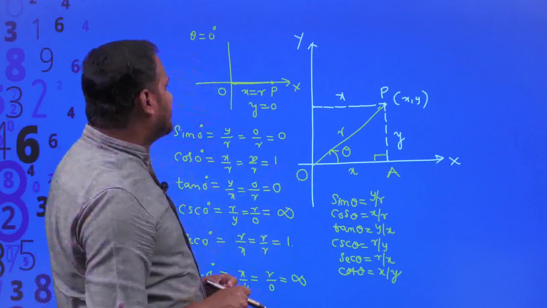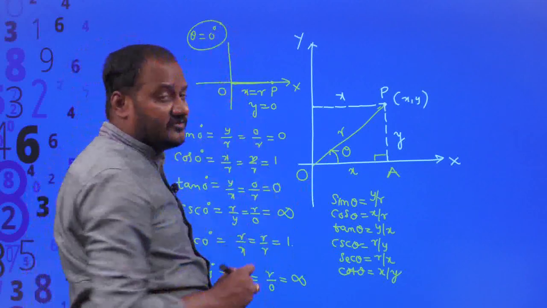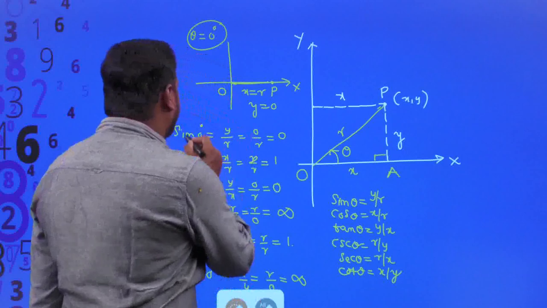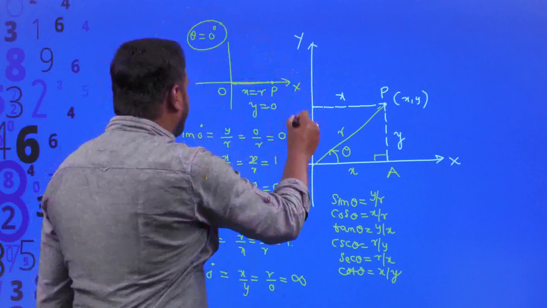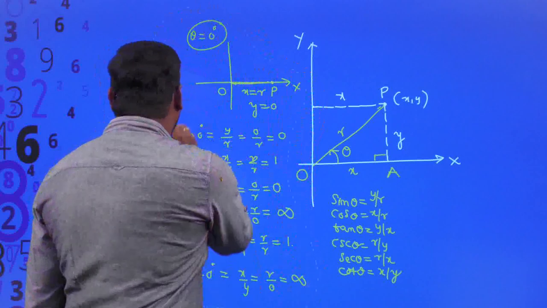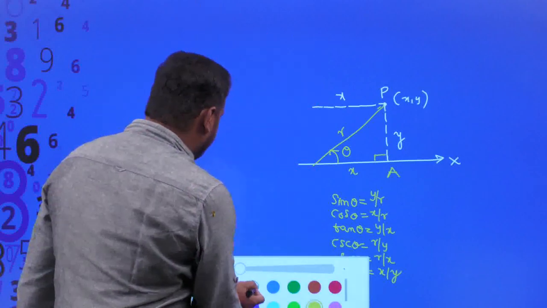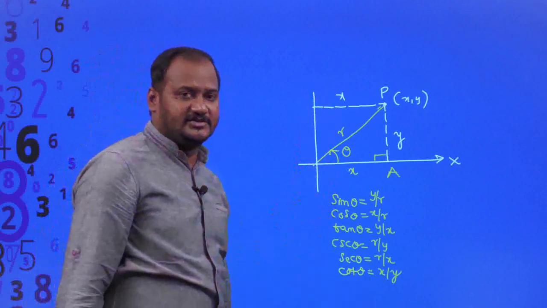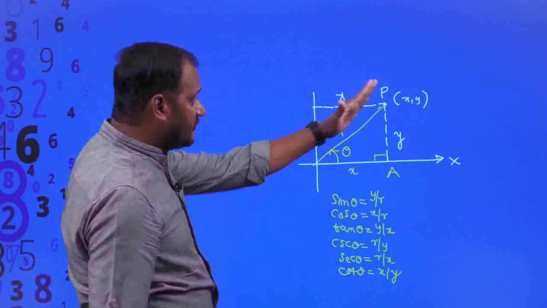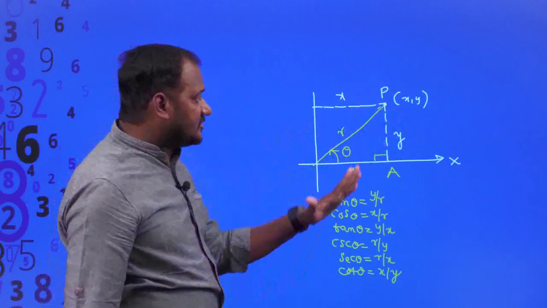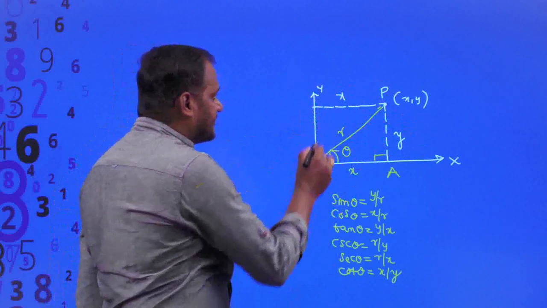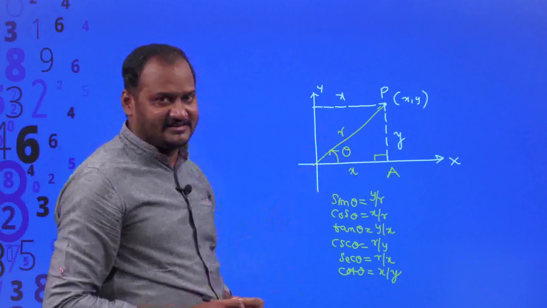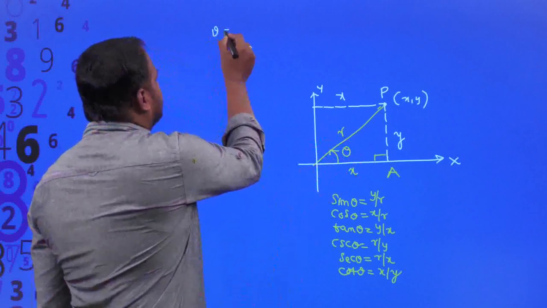Fine. So let's move on. After theta is equal to 0 degrees, now we have theta is equal to 90 degrees. Now let's see how 90 degrees is formed according to this information and this definition. Observe here, theta is equal to 0 degrees when OP coincides with the x-axis. Suppose OP coincides with the y-axis, then we can say that theta is equal to 90 degrees. Got my point?